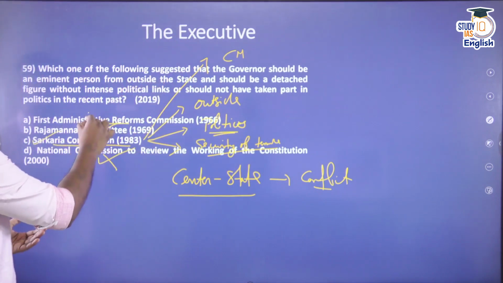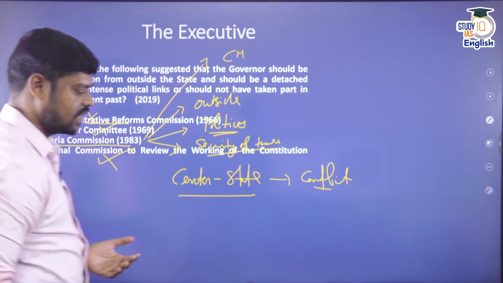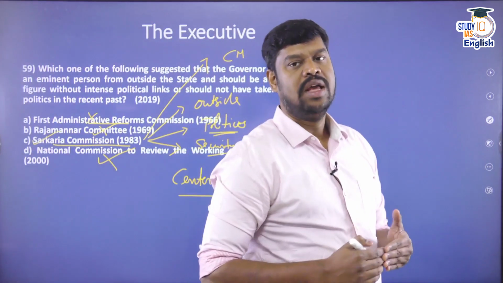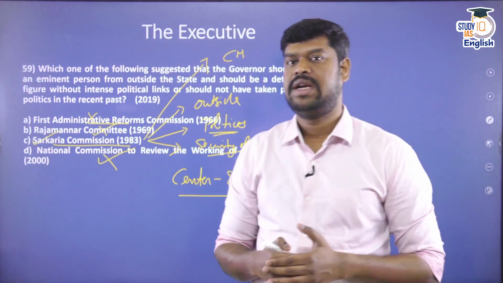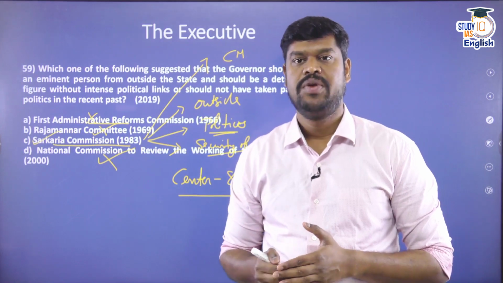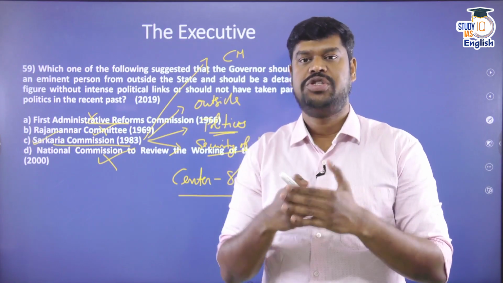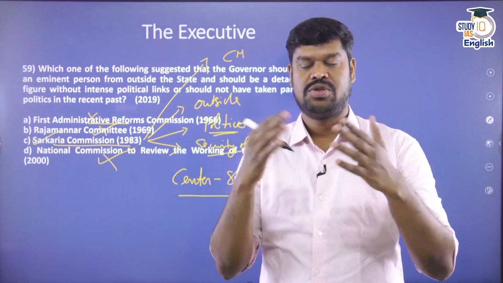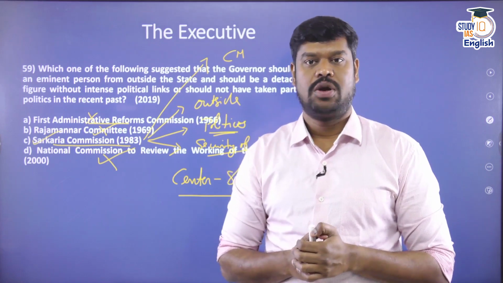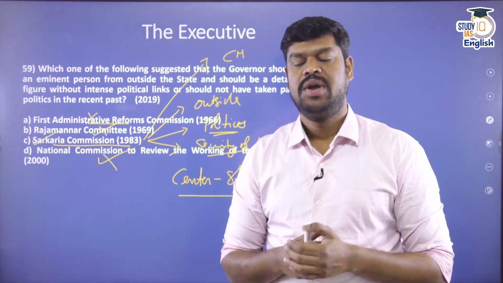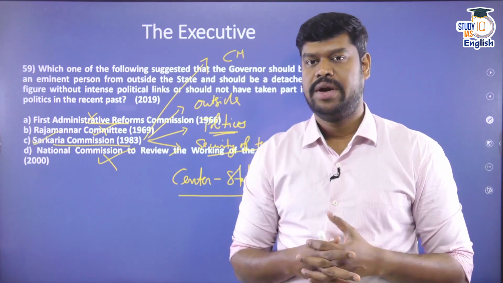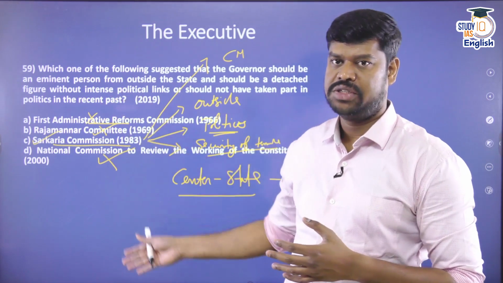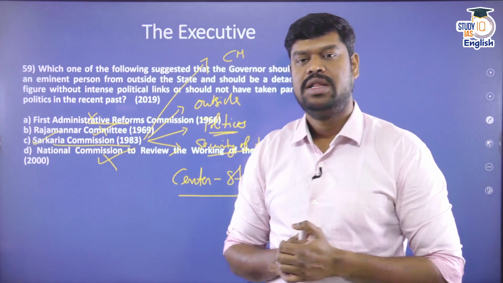So, the right answer would be what? The right answer would be the Sarkaria Commission. There is also one more commission appointed by the central government, which is the M.M. Punchhi Commission. And this Punchhi Commission has also given recommendations with regard to the center-state relationship. Unfortunately, that recommendation is also not followed, and a similar recommendation with regard to the governor was also given by the Punchhi Commission.